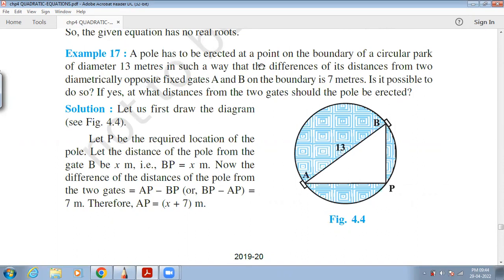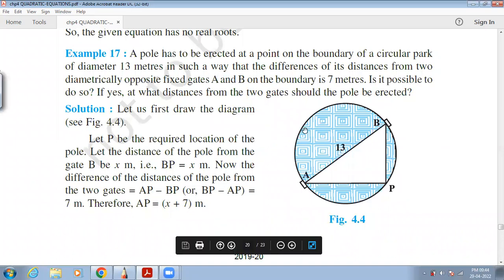A pole has to be erected at a point on the boundary of a circular park of diameter 13 meters in such a way that the difference of its distances from two diametrically opposite fixed gates A and B on the boundary is 7 meters. Is it possible to do so? If yes, at what distances from the two gates should the pole be erected? So this is the figure. You need to figure that out.